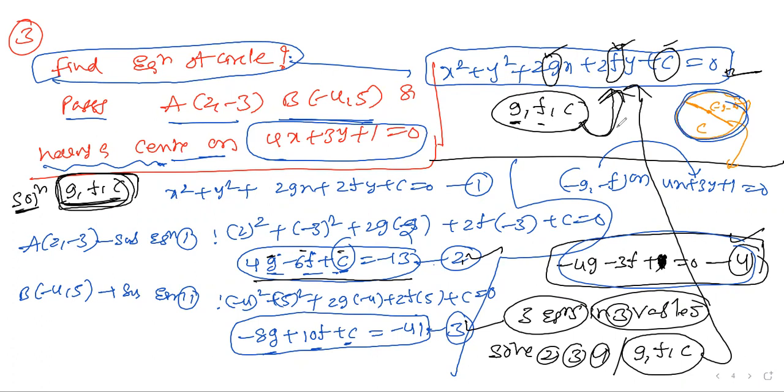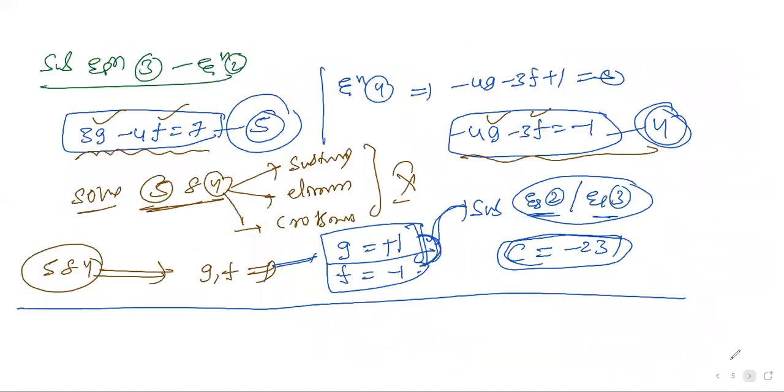Please try to understand the methodology, how I followed it, because we have a next question with the same method. First you substitute these 2 points in the equation, equal to 0. We don't know g, f, c, so keep it like that. They're telling us this circle has its center on this line. So the center, minus g comma minus f, is also on the line. So from this I framed 3 equations. I solved 3 equations with 3 variables.